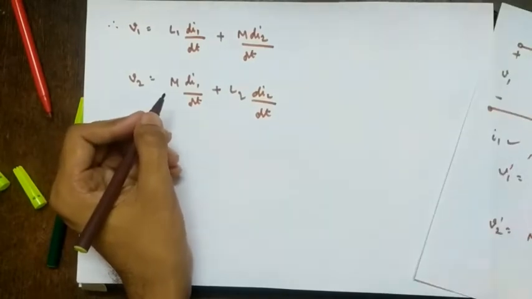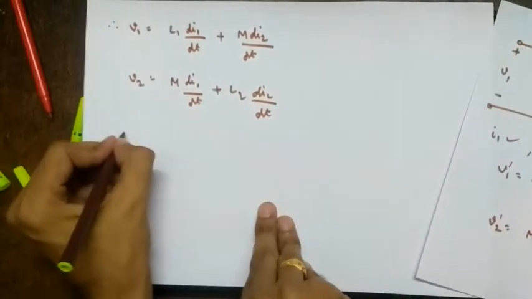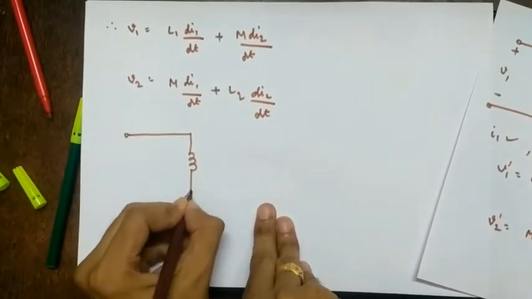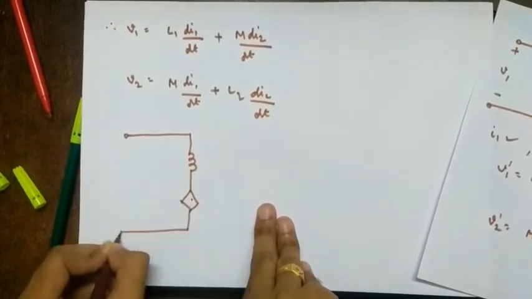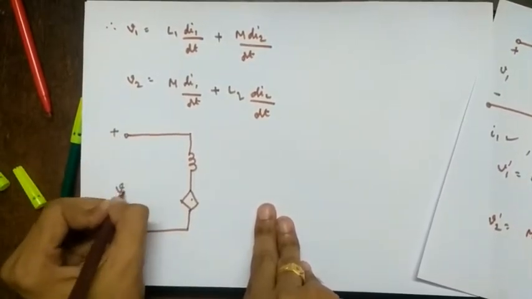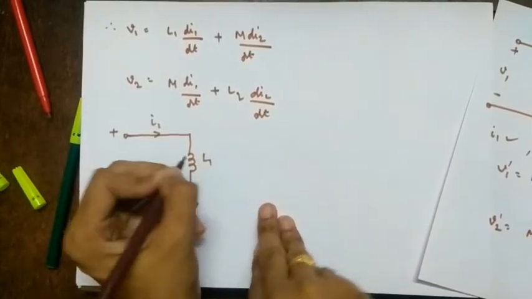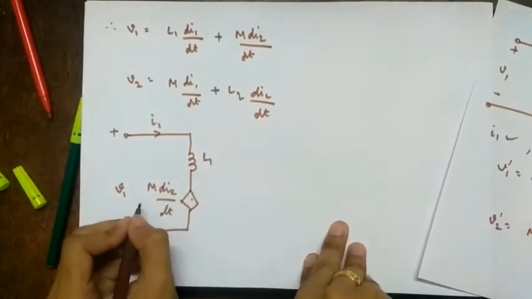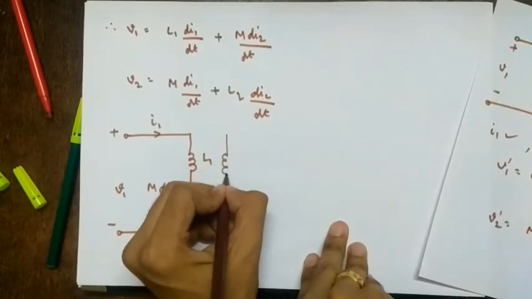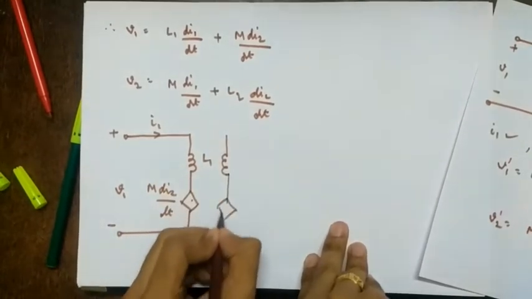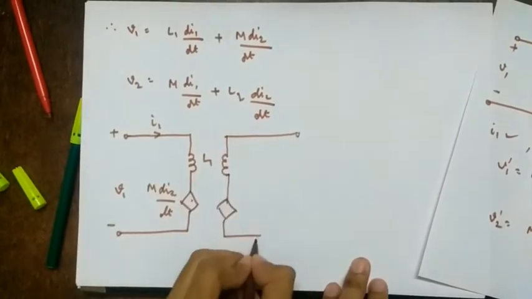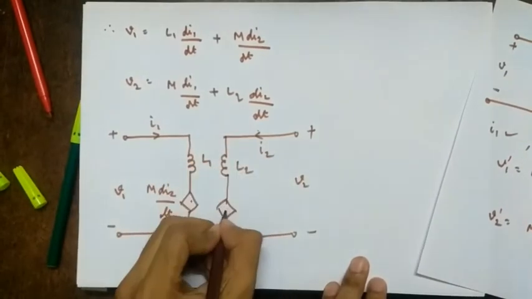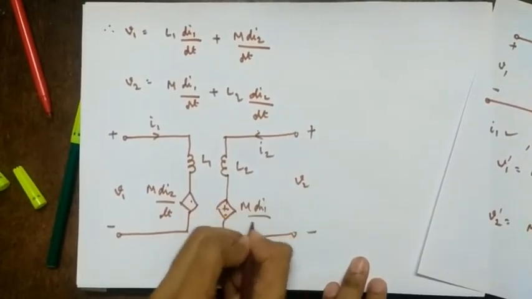Right? So the next step is to write this in network form. So let's try to write this in network form. If you try to show it, it will look in this way. So this is plus, this is minus, this is V1, this is current I1, this is L1, and this should be M di2 by dt. Right? That is, we are drawing a separate network for each. Similarly, if you draw this further, it will look like this. So this is plus minus V2, this is I2, this is L2, this is plus minus M di1 by dt.